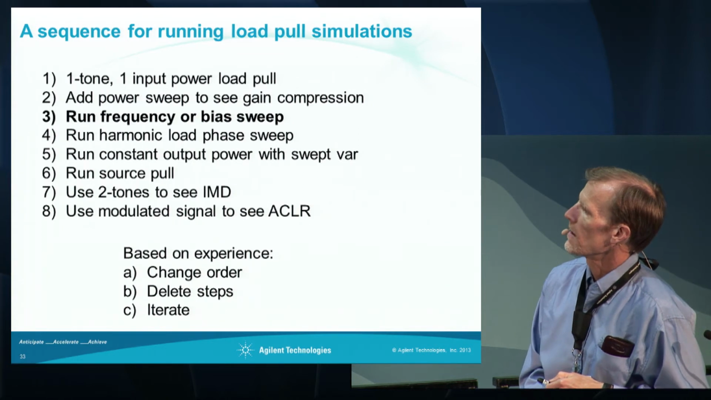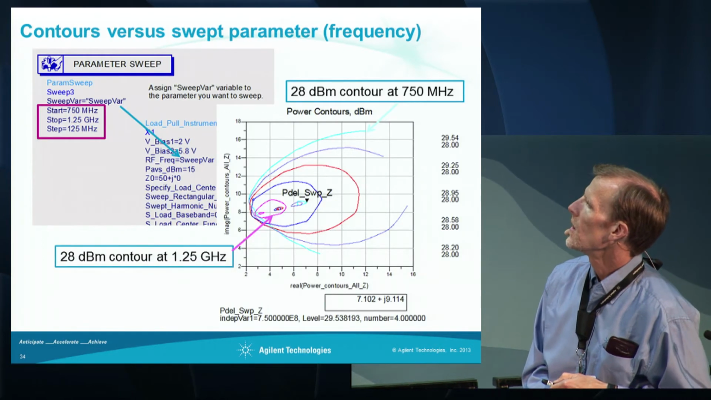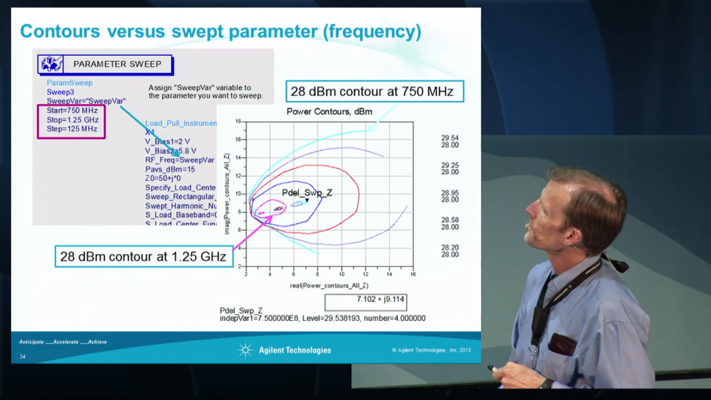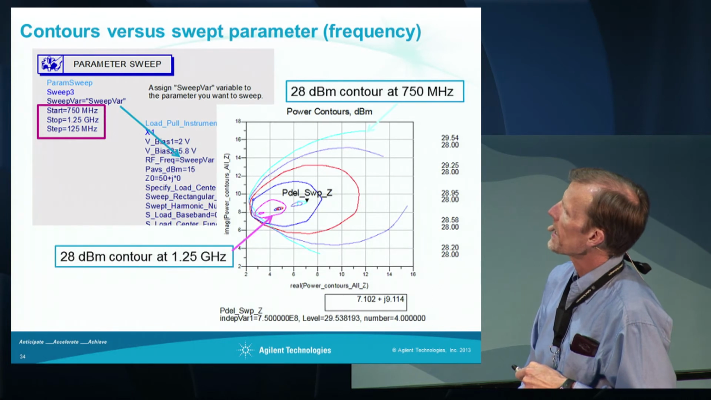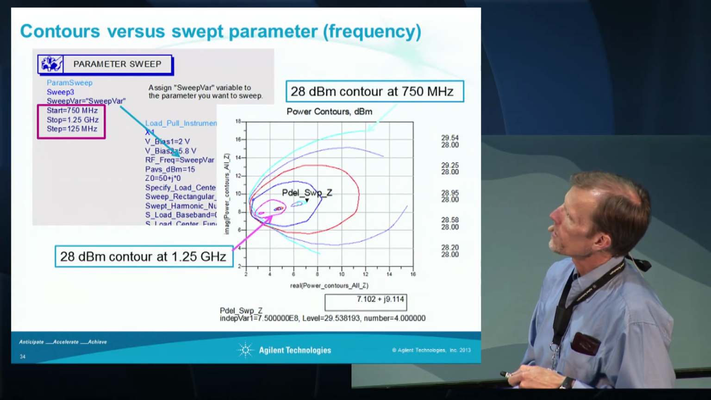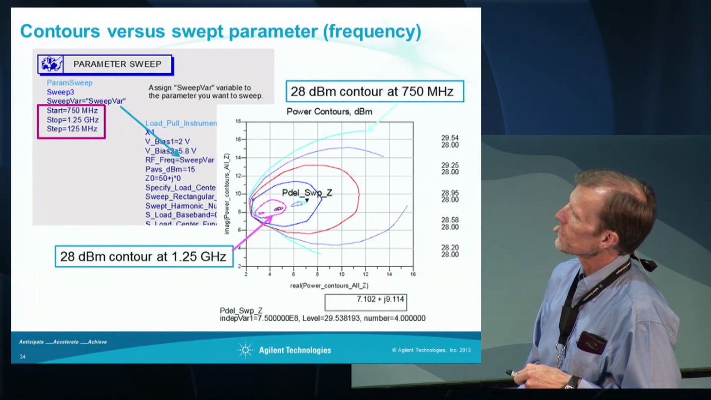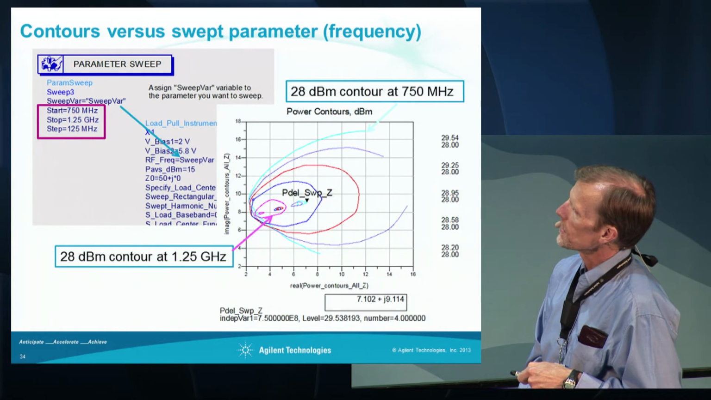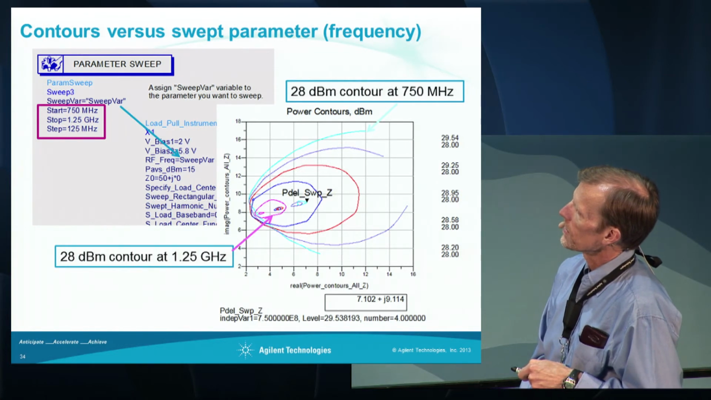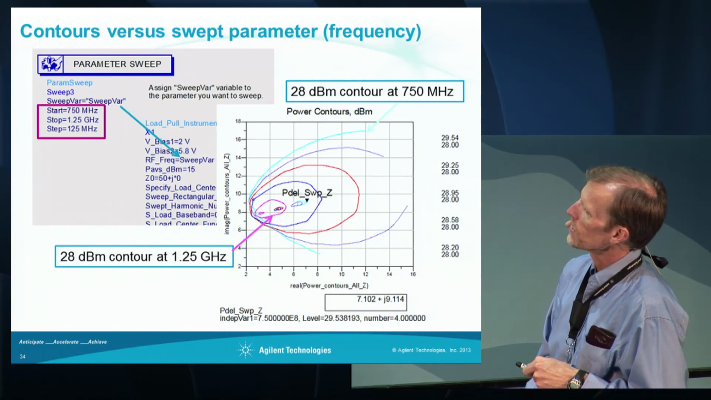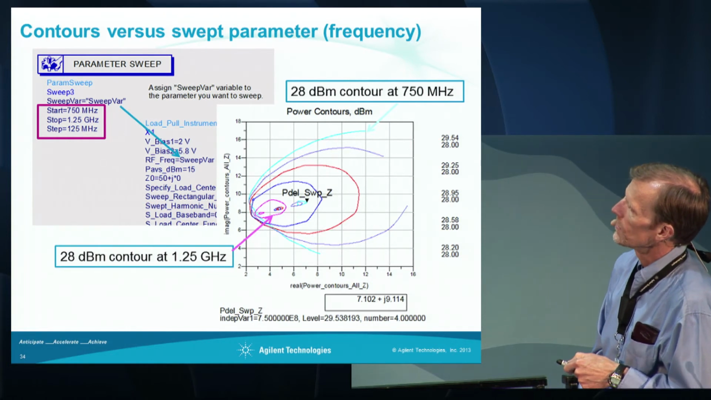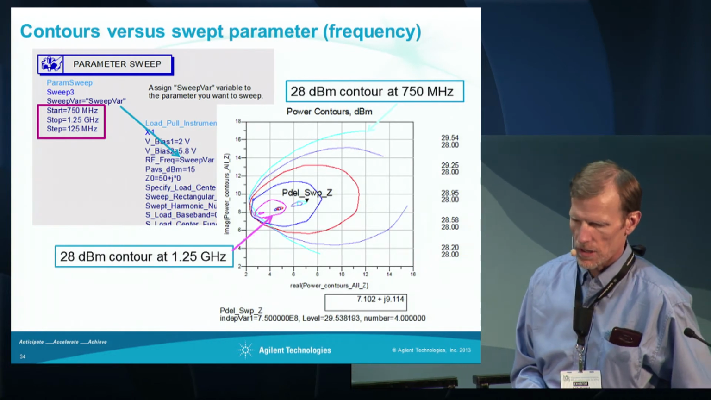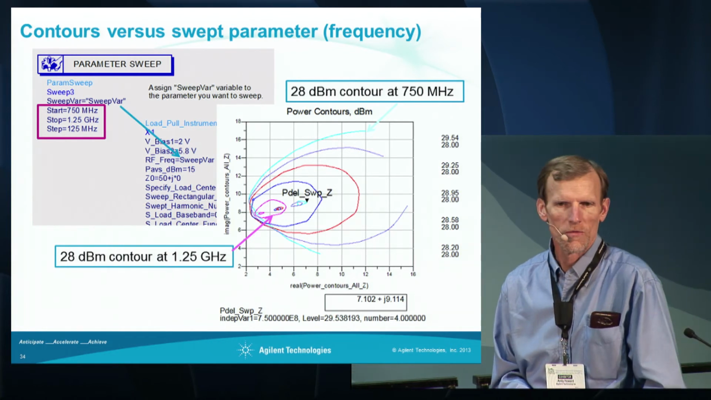It's possible to run a frequency or a bias sweep. In this case, I'm showing contours for power delivered at 28 dBm and at the maximum. I did a sweep of the frequency from 750 megahertz to 1.25 gigahertz. This shows how much smaller the 28 dBm contour becomes when you go from 750 megahertz to 1.25 gigahertz. But you can see that the matching problem becomes more difficult as you go up in frequency.